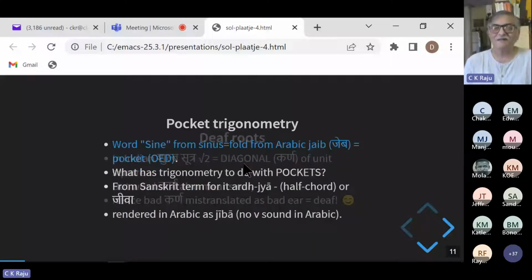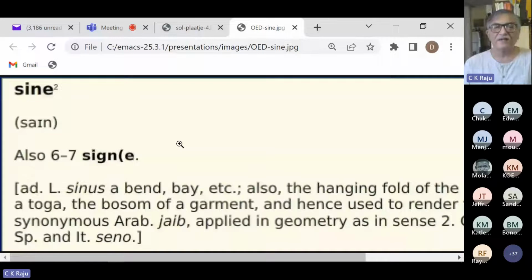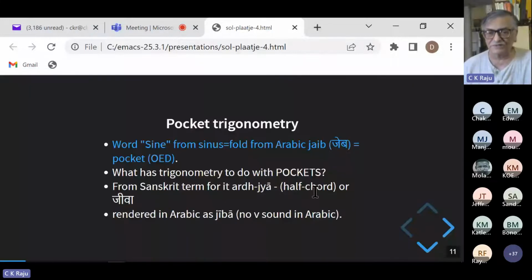These are the kind of blunders that Europeans made about the most elementary mathematics imaginable. Negative numbers, square roots, sine. The word sine, again, I'll give you the Oxford English Dictionary, is from the word jaib. This is jaib, my pocket. What has it got to do with pockets? Because it is from the Sanskrit term ardhajya, the half chord, and jiva.